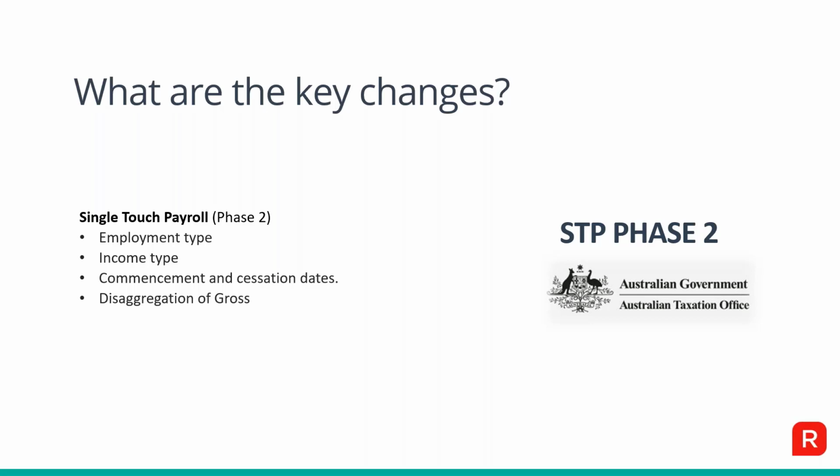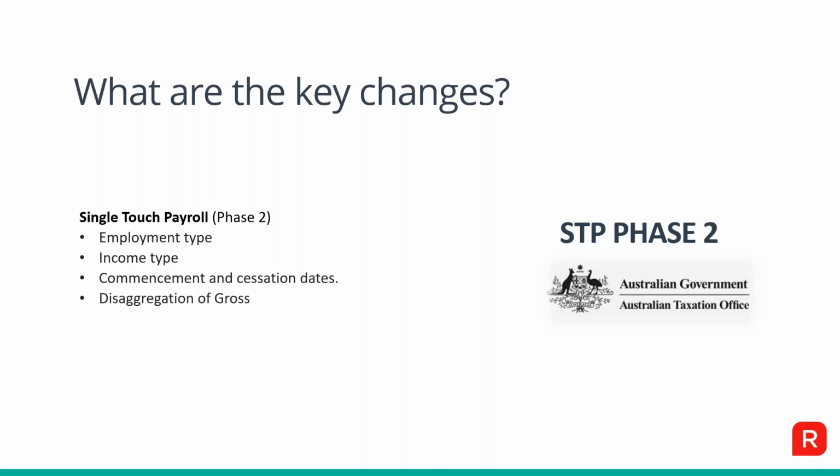So if an employee's circumstances change and you change it in your software from casual to permanent part-time or from casual to permanent full-time, then that information will flow through from your software to the ATO on your next pay run.